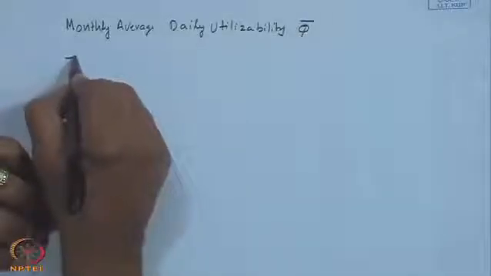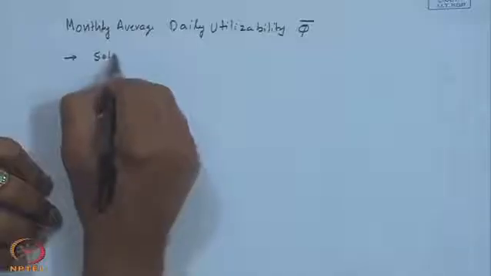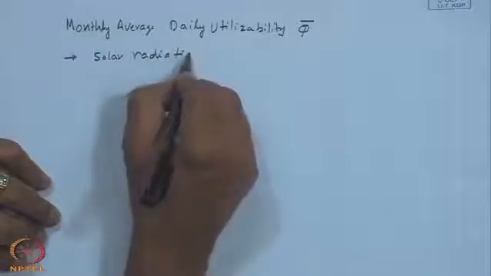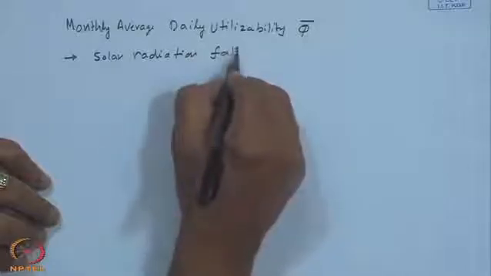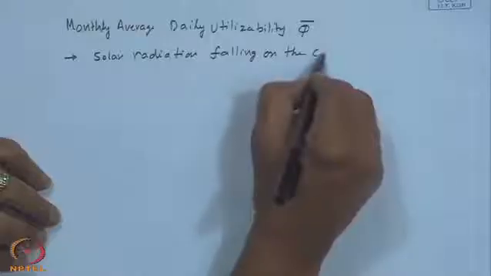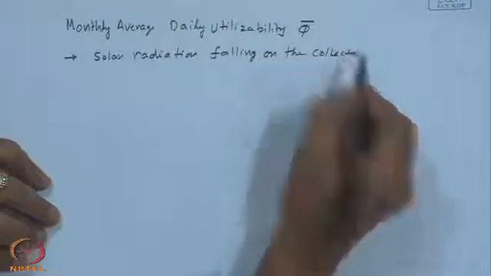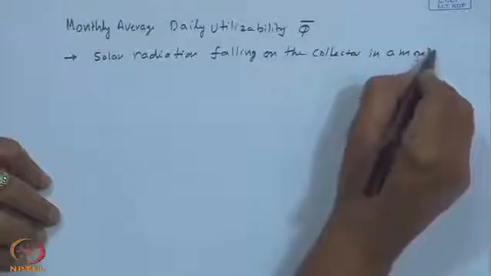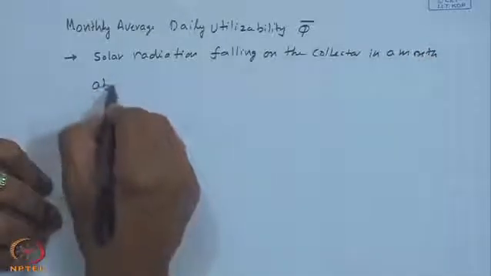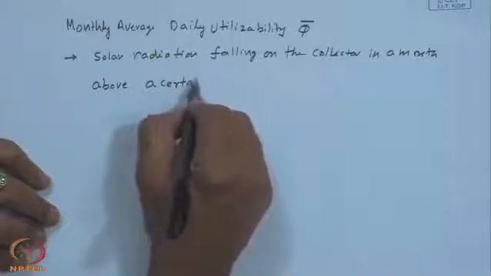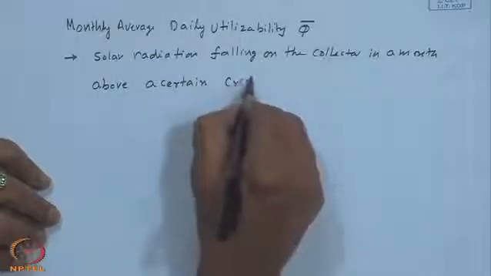This is the solar radiation falling on the collector in a month above a certain critical level.